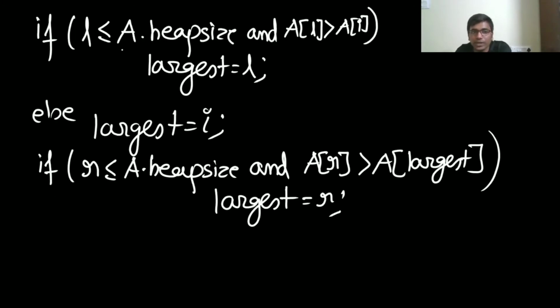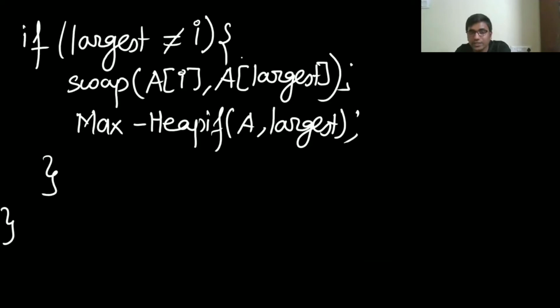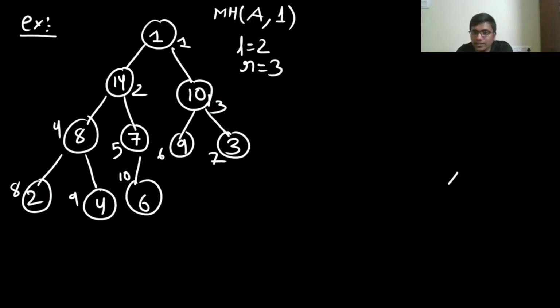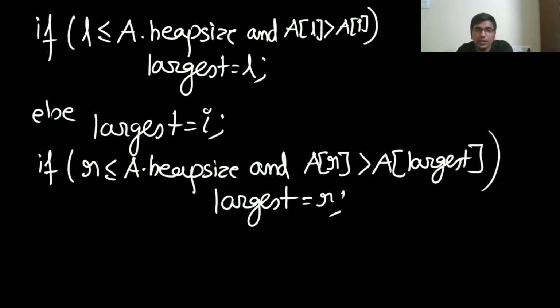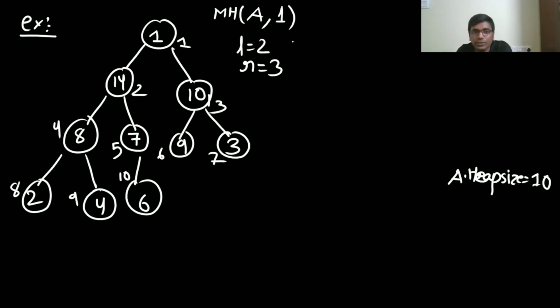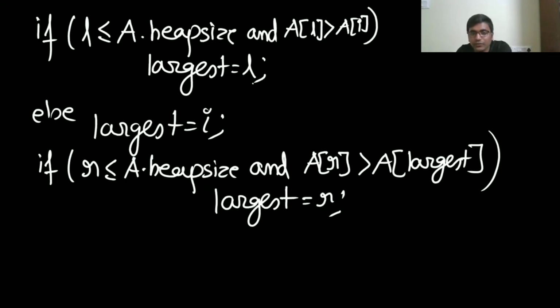Now you are comparing whether L is smaller than A dot heap size. Heap size is here 10. Yes, it is smaller. Now I will check whether left is smaller than A dot heap size, and whether the element present on left is greater than the element present on the root. So yes, it is greater. Left is greater. So largest is going to be L, that is 14. So the else part will not execute, the if part is satisfied.